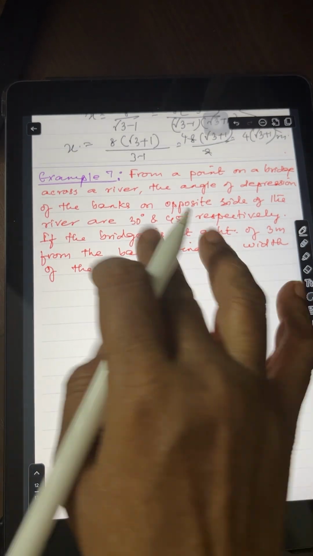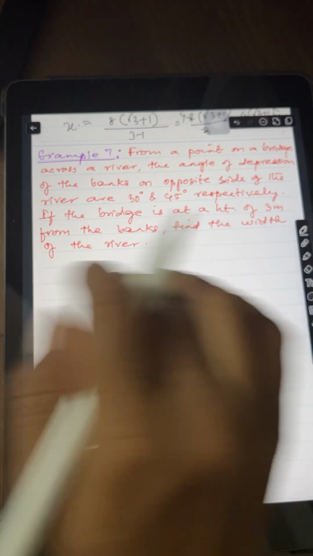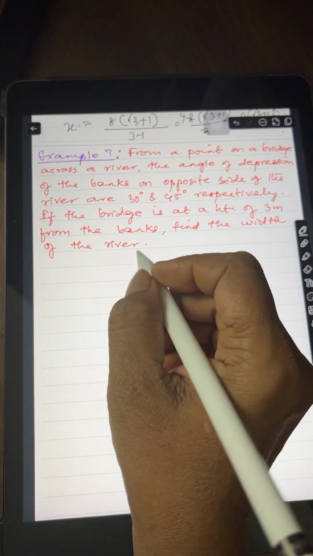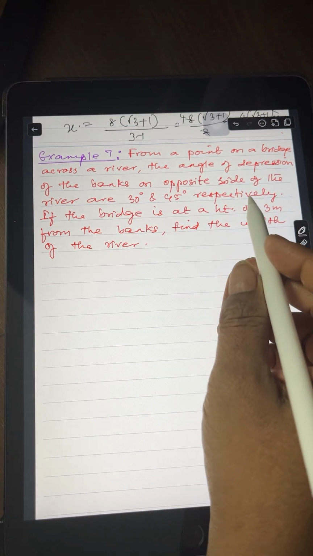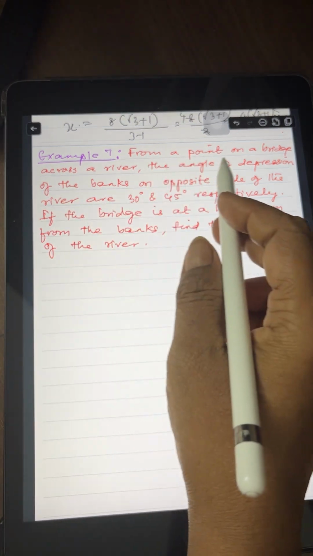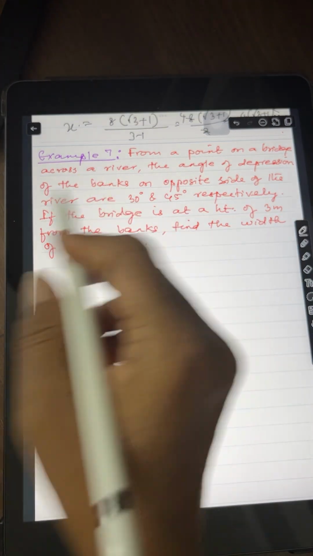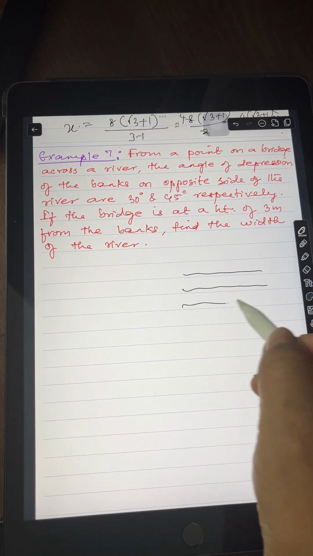Okay. Now the last example. From a point on a bridge across a river. Suppose this is on a bridge. You will have to draw it as a 3D shape. I can't do that, but then we'll see. Suppose the river is this. This is a river.